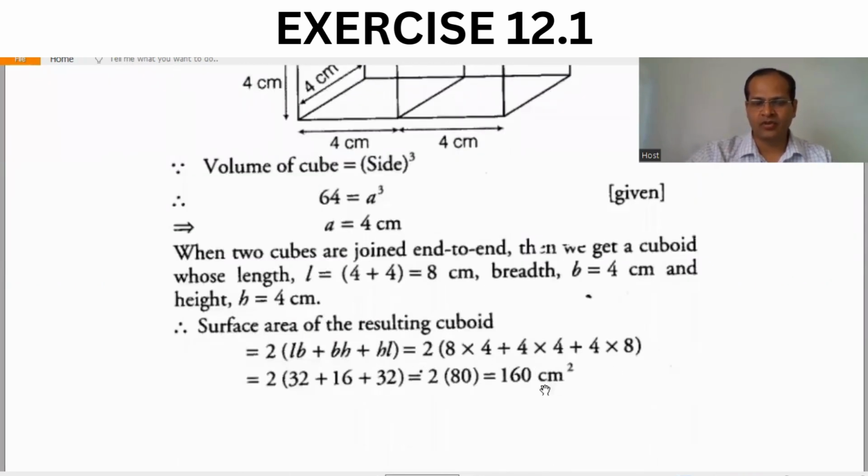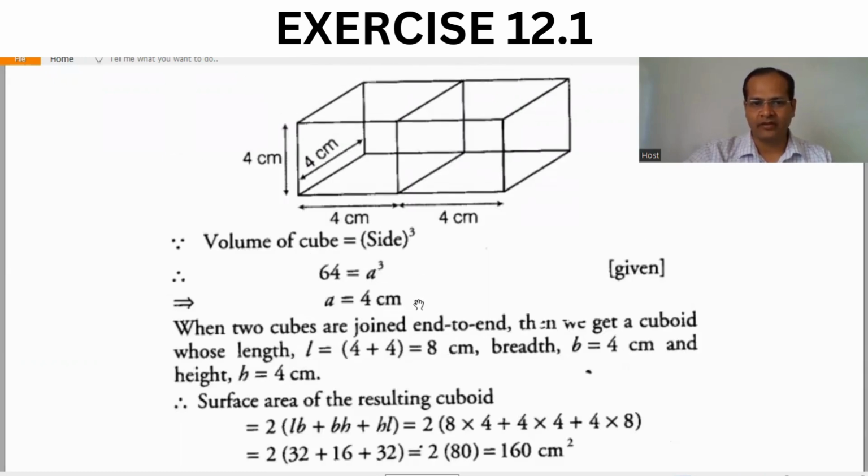So we just have to substitute in the formula. We get 160 centimeter square. So in this way we can find the value.